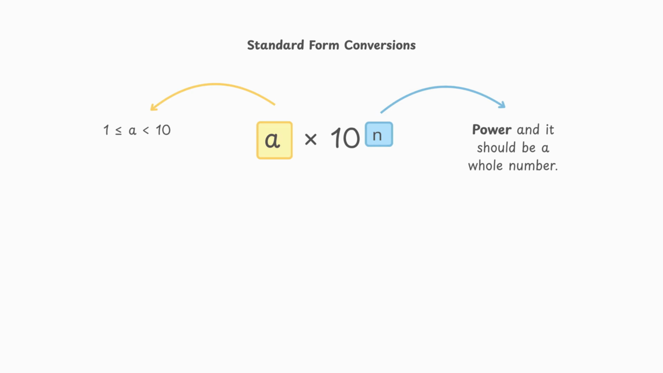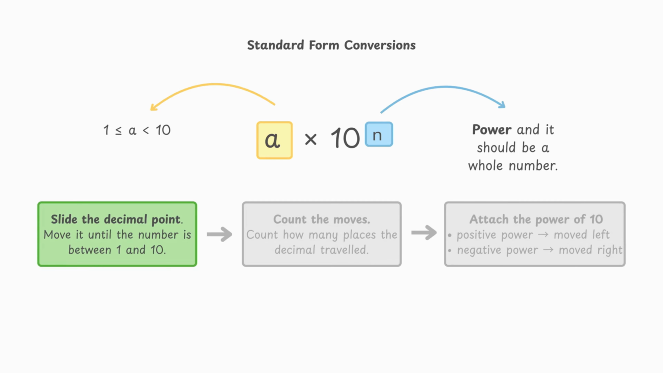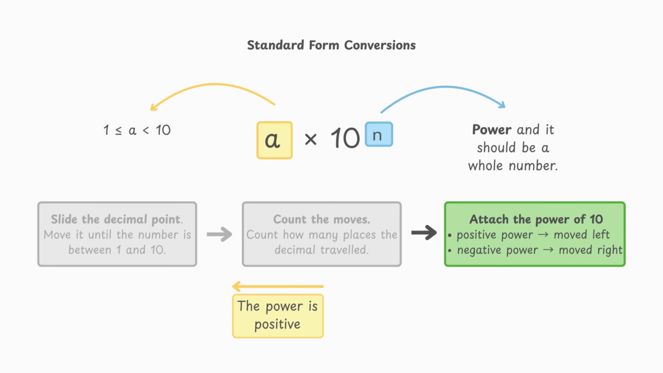Now let's use a simple 3-step method. Step 1, slide the decimal point until the number is between 1 and 10. Step 2, count the moves. Count how many places the decimal traveled. Step 3, attach the power of 10. If you move the decimal to the left, the power is positive. If you move the decimal to the right, the power is negative. So the direction tells you the sign, and the number of moves tells you the value of n.